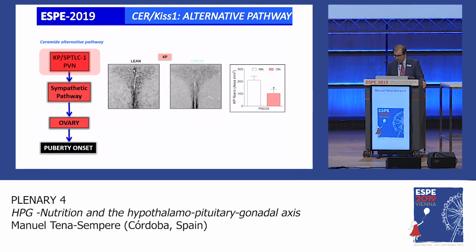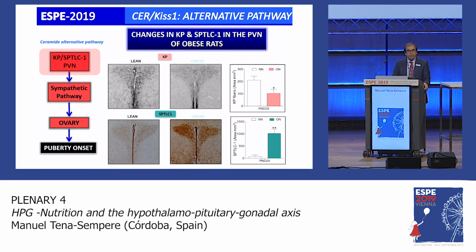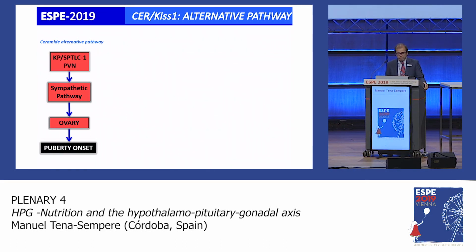obese individuals. Even more exciting for us was the demonstration that this population of PVN neurons express this key enzyme for the production of ceramides, shown weakly here, and in obese individuals, this goes up by more than 10-fold. So in other words, in conditions of obesity leading to early entry of puberty, you see a change in these two elements, ceramide signaling and the kisspeptin pathway.